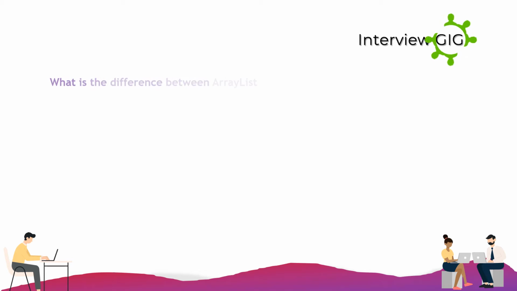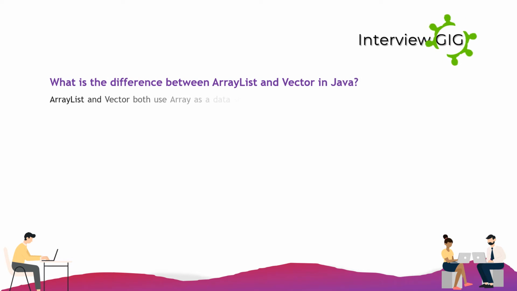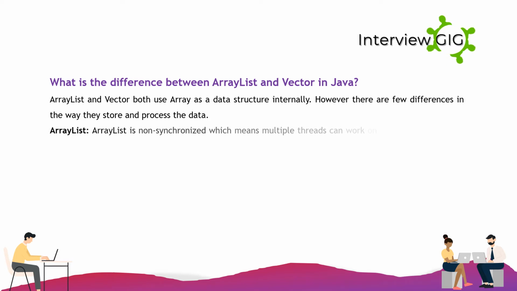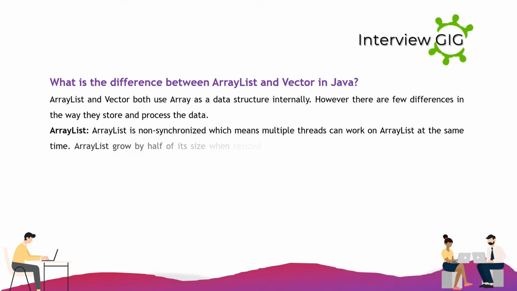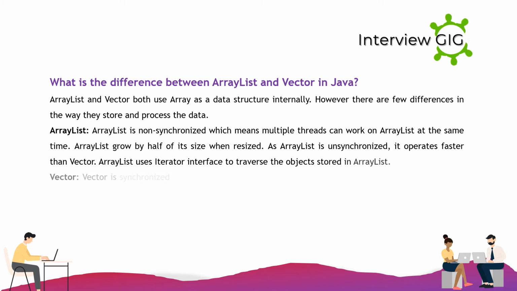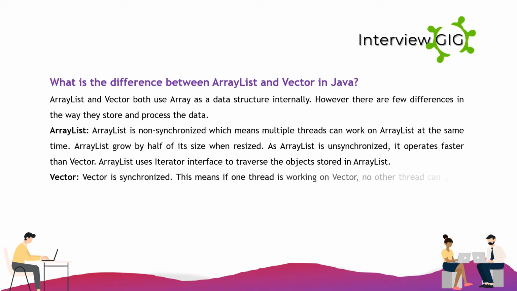What is the difference between ArrayList and Vector in Java? ArrayList and Vector both use array as a data structure internally. However, there are a few differences in the way they store and process the data. ArrayList is non-synchronized, which means multiple threads can work on ArrayList at the same time. ArrayList grows by half of its size when resized. As ArrayList is unsynchronized, it operates faster than Vector. ArrayList uses iterator interface to traverse the objects stored in ArrayList.